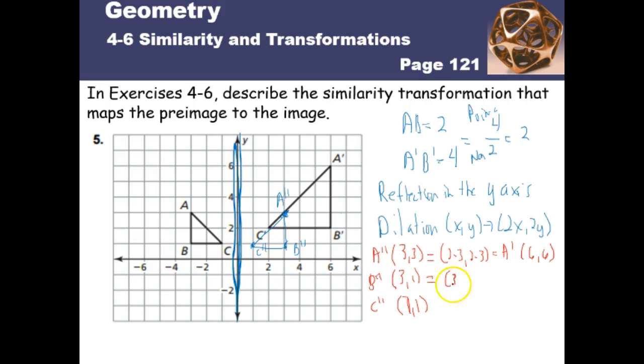B prime is going to be 2 times 3 and 2 times 1. So that's going to be 6, 2. And if you look, B prime is definitely at 6, 2. And then C prime is going to be 2 times 1 and 2 times 1. So C prime is going to be 2, 2. And if you look, it is. So that worked. Okay? Alright, so now that you're done with the notes, you can do the rest of what I have left for you.